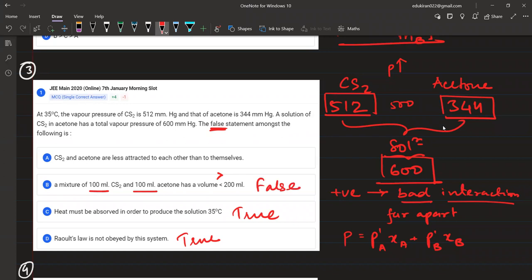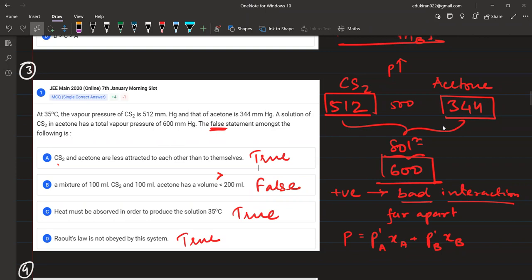And obviously this is true because acetone and CS2 are less attracted to each other than to themselves. CS2 attracts CS2, acetone attracts acetone. That is why this is true. But CS2 and acetone do not attract each other. Is this B1 understood, yes or no, please tell me? All of you understood this? Yes, sir. What about others? Anyone not understood, please tell me.